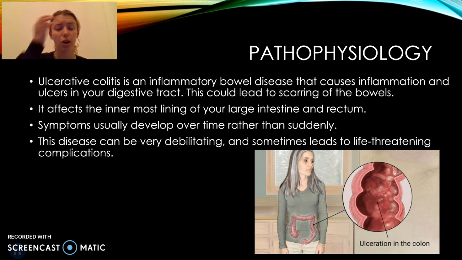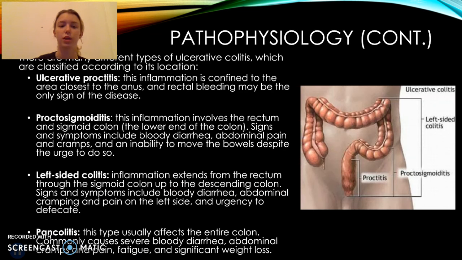And whenever we talk about this, we need to think that it doesn't develop suddenly, but it develops over time, despite the exacerbation of symptoms, if that makes sense. So there are like 4 different kinds of ulcerative colitis.